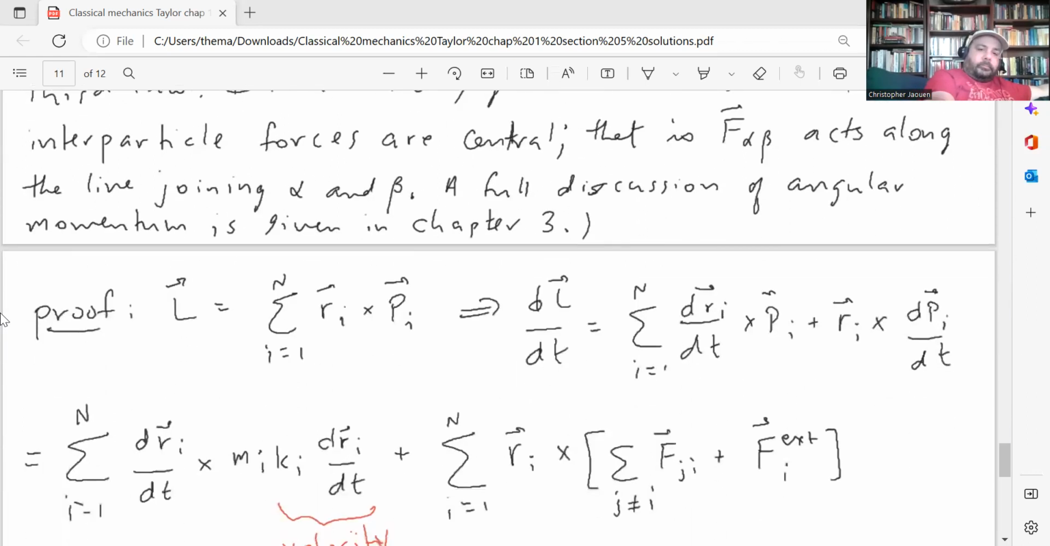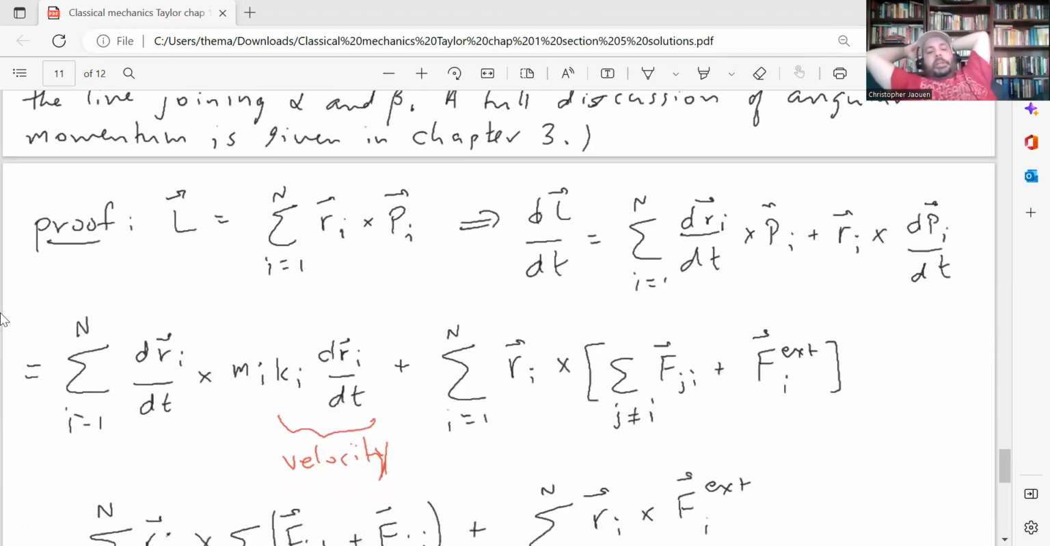All right. So here's the proof. Just using the definition he gave us, L is equal to the sum of those cross products. If you take the time derivative of L, you get that sum of that more complicated looking formula, which comes from a formula for differentiating cross products. It's a type of product rule.